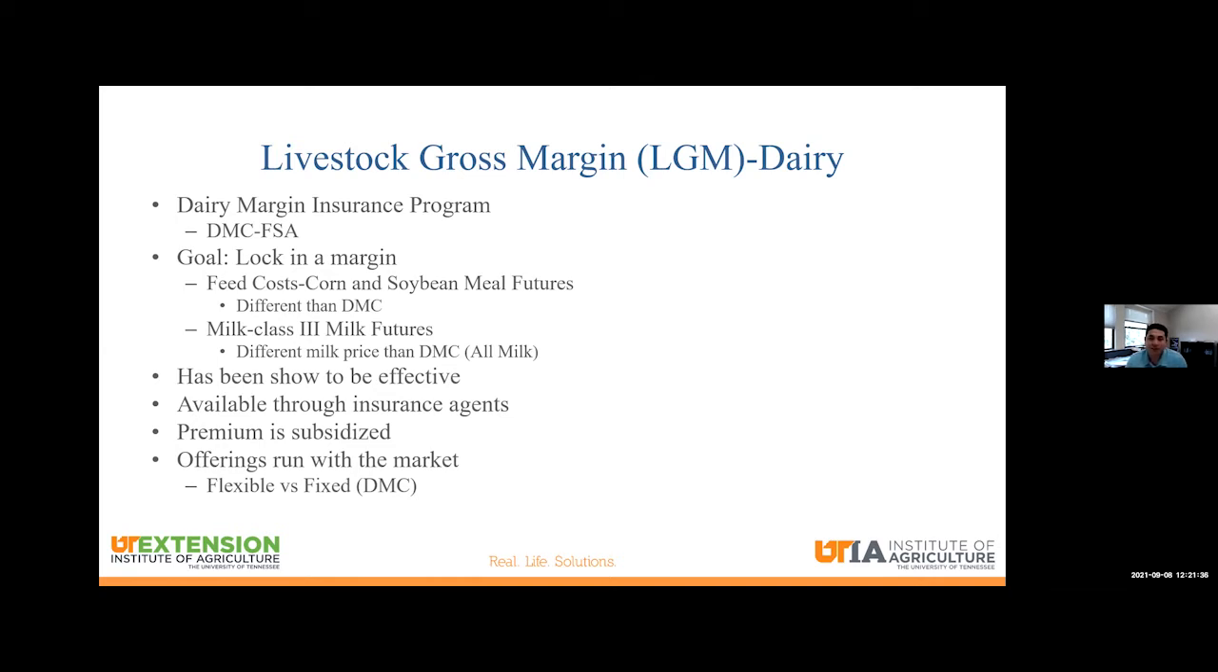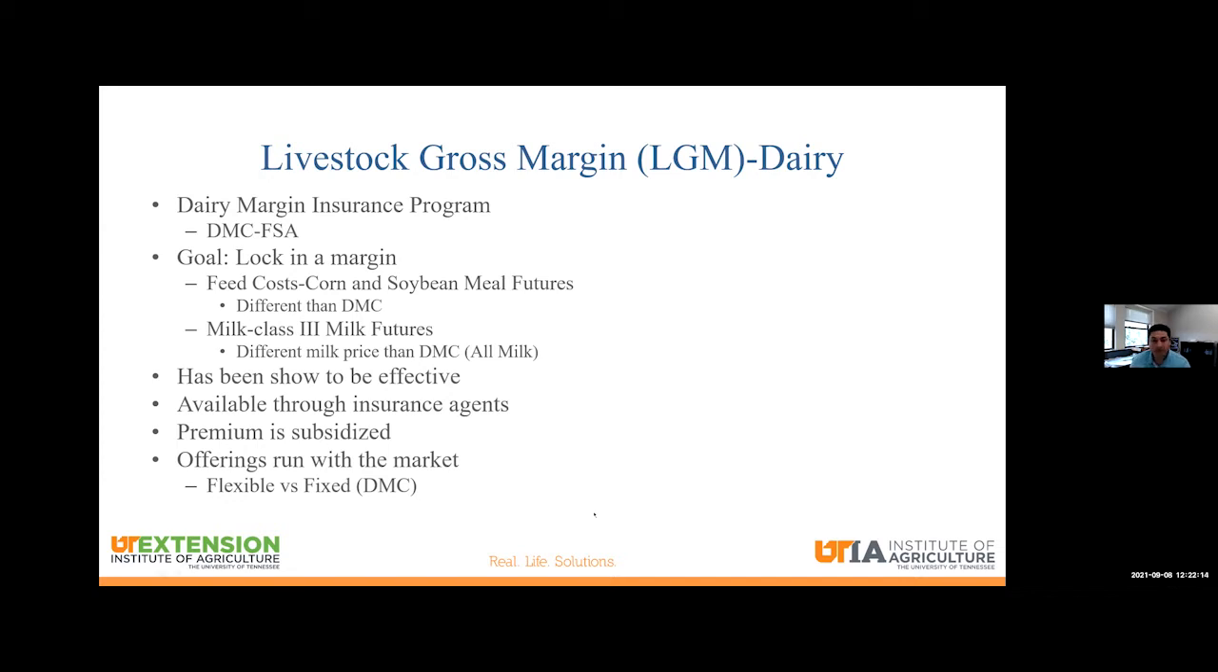But this goal does not change. It's still to lock in that margin that we talked about. We want to protect that margin. Producers want to protect that margin. But there are two differences between the programs. One is feed cost. LGM utilizes the corn and soybean futures in order to estimate their cost. And remember, that's different than DMC, which used corn, alfalfa, and soybean meal and had fixed amounts. The second difference is the milk. LGM uses the class 3 milk futures, which is different than DMC, which uses the all milk price. And so we have a difference in feed costs and a difference in price, but still the same goal is to protect the margin.